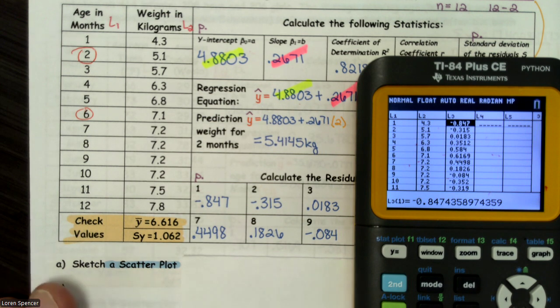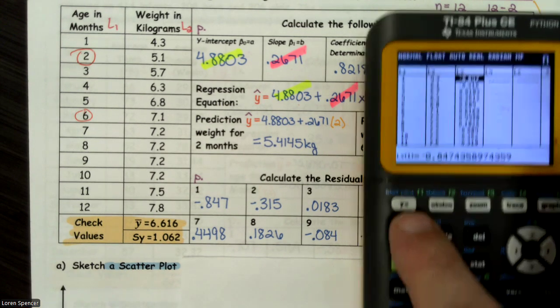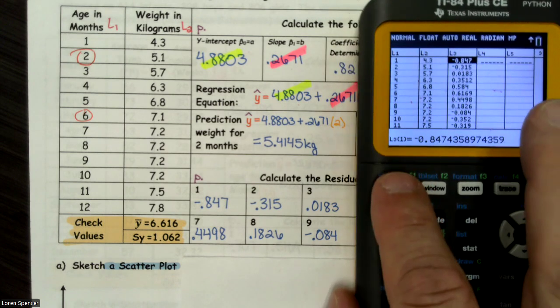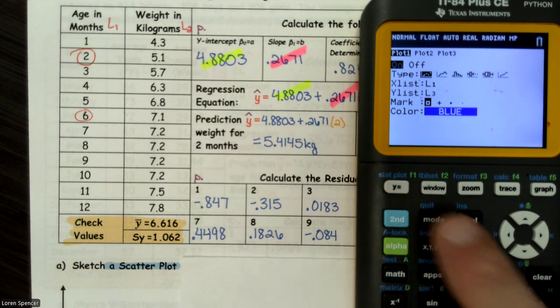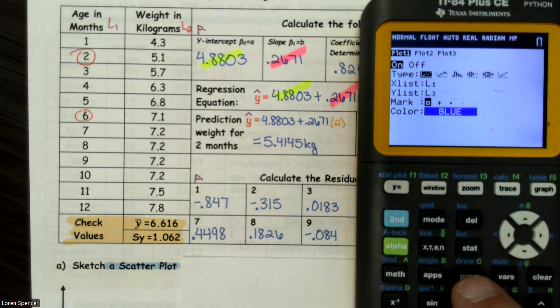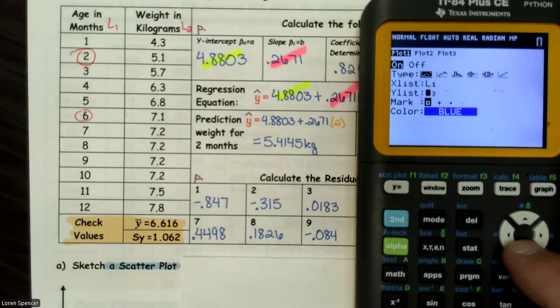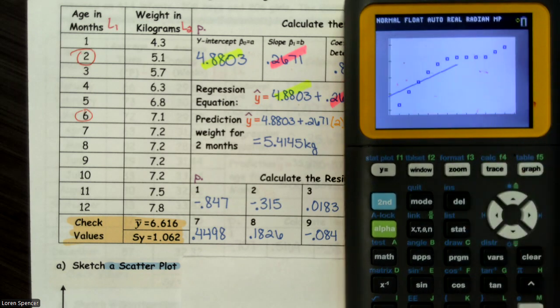The next thing it's going to ask us to do is sketch a scatter plot. To do that, I'm going to press the blue button, followed by stat plot, press enter, make sure it's on. I want the first graph, and my X list is L1, and my Y list is L2, so I need to change that to blue 2. Once I have that, I can press zoom, followed by the number 9.